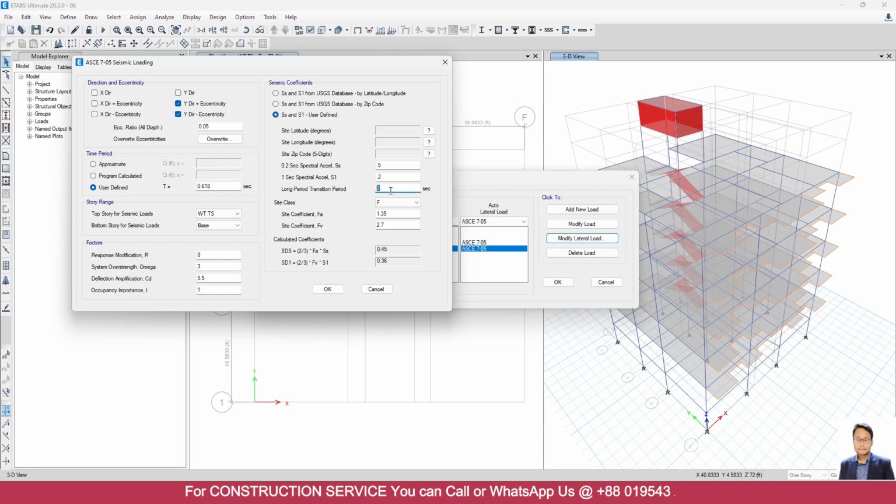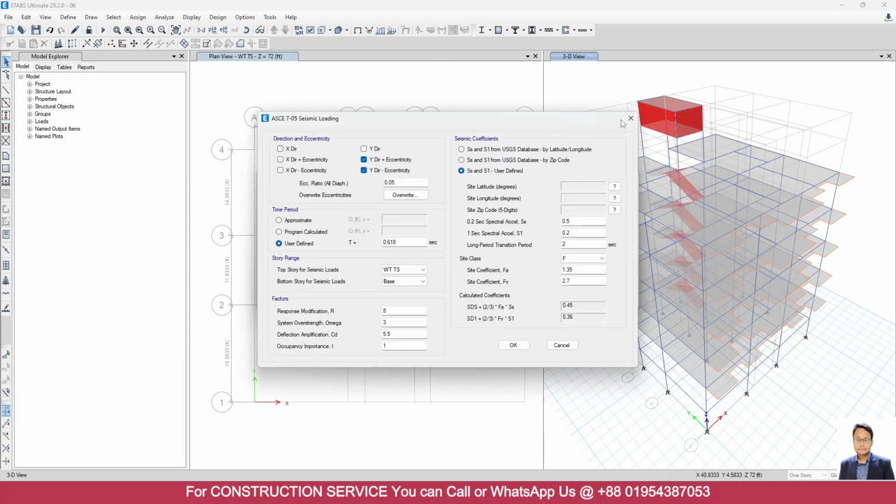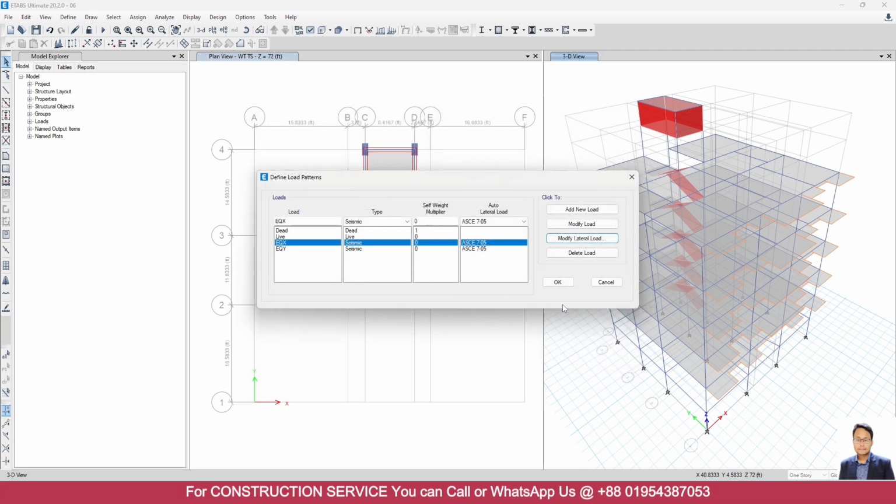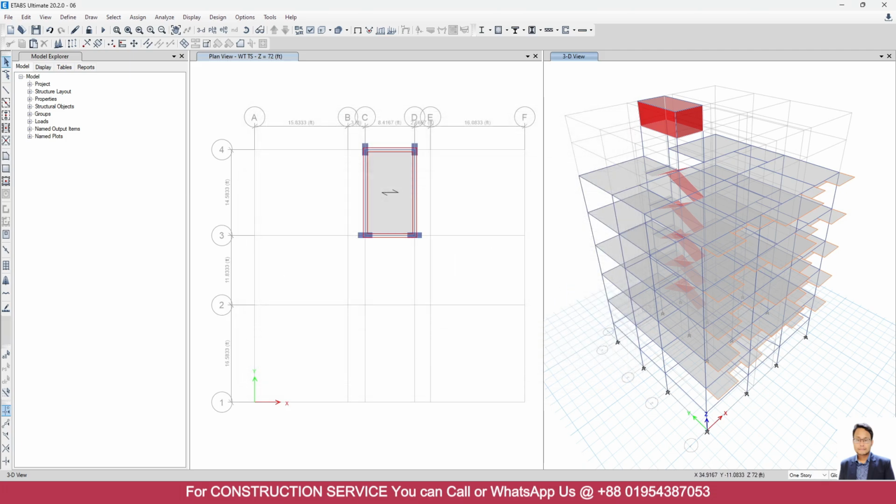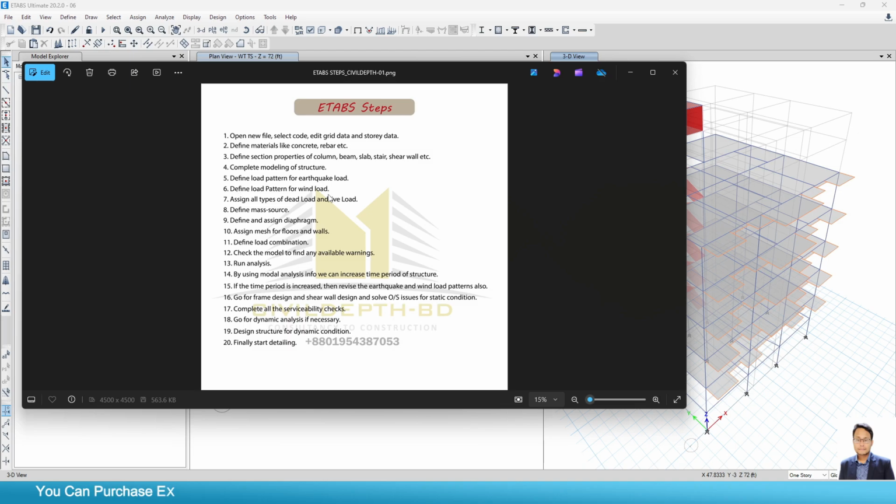Here this is a long period transition period 2 seconds. Fine. For this one, let me check for EQX. Okay, 2 seconds here. So today we have completed up to step number 5.